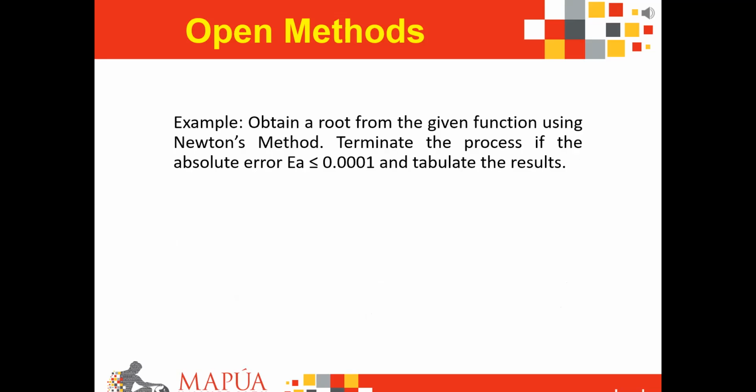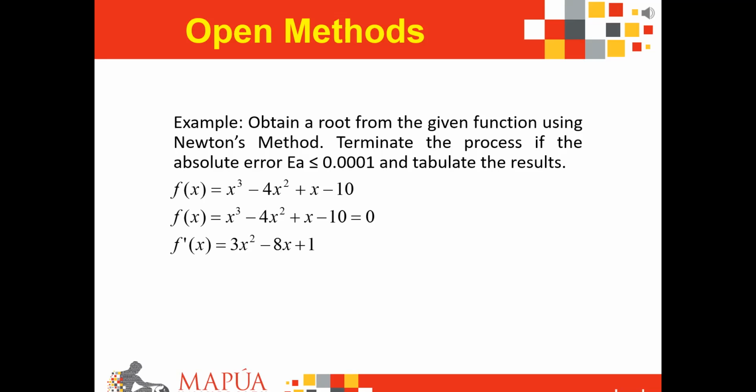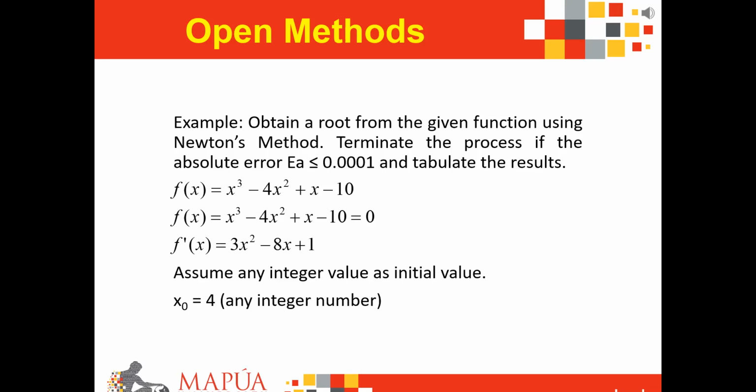Let's try to evaluate this given example. Let's solve this function using Newton's method with a terminating condition of EA less than or equal to 0.00001. We begin by setting the function to 0 and then evaluating its first derivative, which we will use for the iterative formula. We then set up our initial value x0, which is assumed to be any integer number. In this case, the value 4.